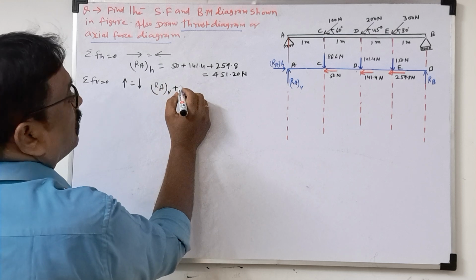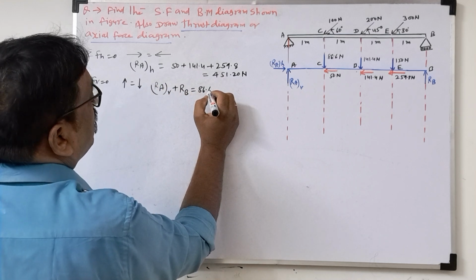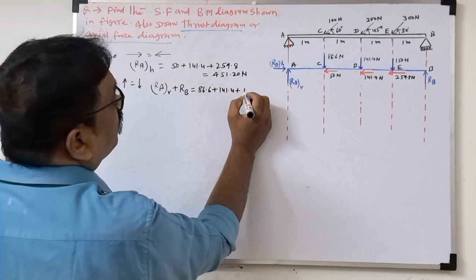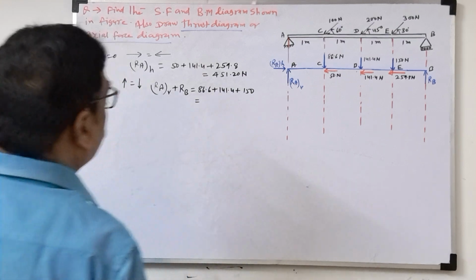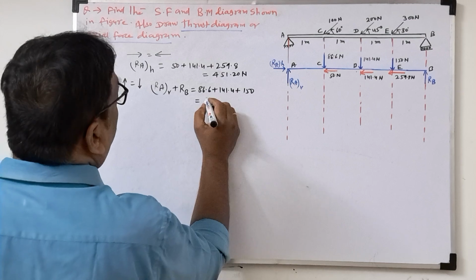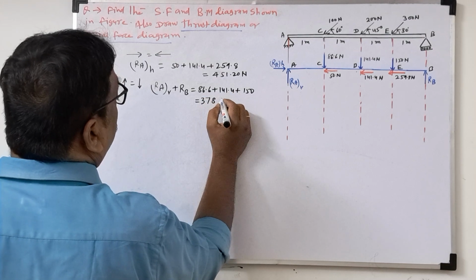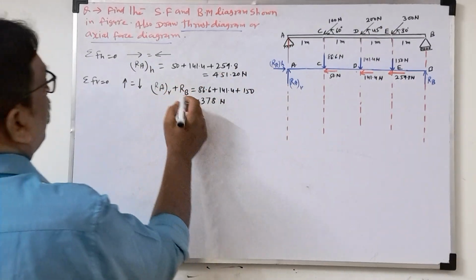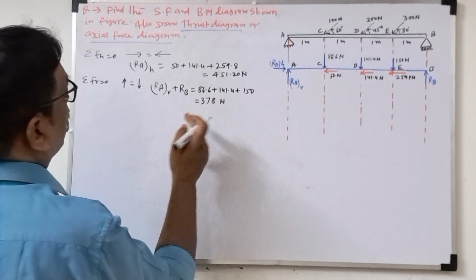RAV plus RB is equal to 86.6 plus 141.4 plus 150. So once we add, this will come to 378. 378 Newton. All are given in Newton, so it will be Newton only. Now if we substitute this equation, RA plus RB, okay, this came.